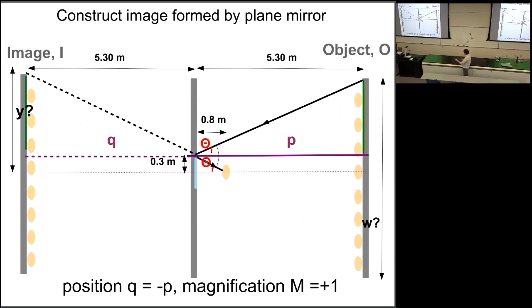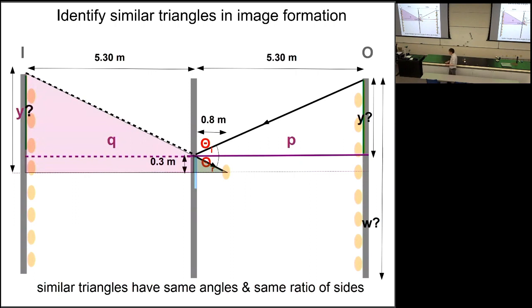Based on this drawing, this was my first step in the solution. I've just used my understanding of flat planar mirrors to draw the image based on the object and knowing the mirror. Now I'm going to use a little bit of geometry to answer the question. Here's the geometry I'm going to use.